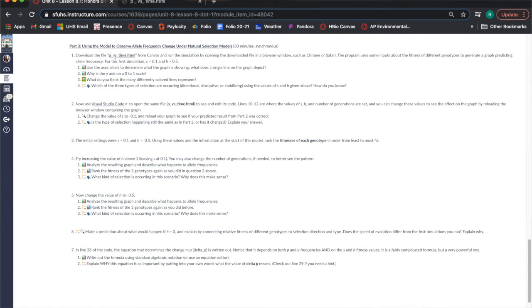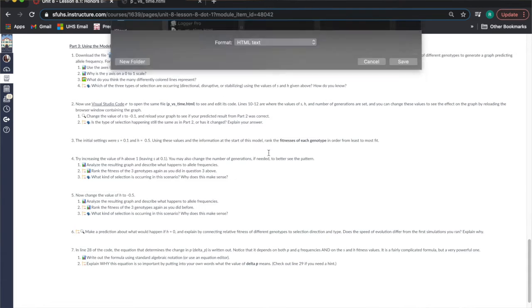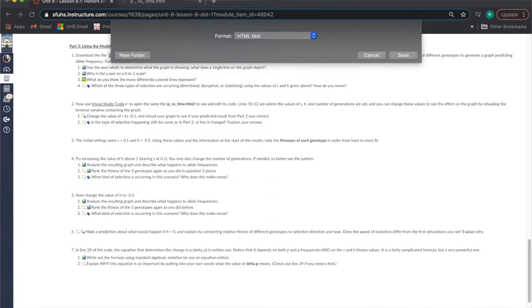So first we want to download this file. It's called p_versus_time, where p is the presence of the homozygous dominant allele, or the dominant allele, versus time. So over time, many generations are passing, and we're seeing if the frequency of p in our population is going up or going down. If the frequency of p is going up, that allele is being selected for. If the frequency of p is going down, that allele is being selected against. So you should download it. I typically will save it to my desktop. So here I've got the file right here. And then you're going to click on it, and because it's an HTML file, it should automatically open in Chrome or Safari.